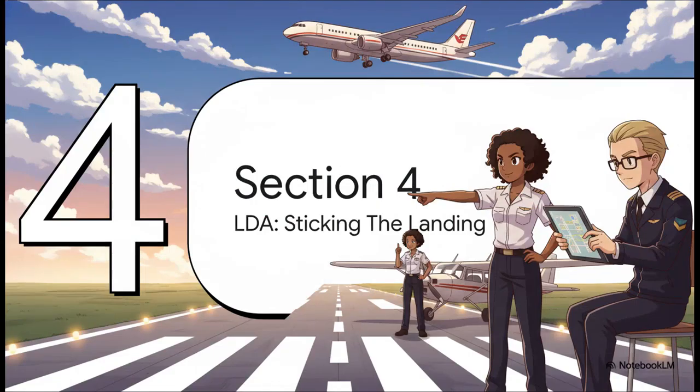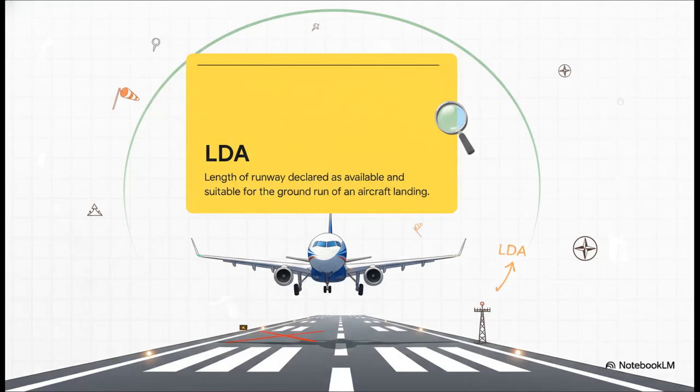Section 4, LDA, sticking the landing. All right, so we've successfully taken off, enjoyed the flight, and now it's time to return to Earth. Because eventually what goes up must come down, right? LDA is your landing distance available. Notice how incredibly similar this is to TORA, but LDA is strictly dedicated to the pavement available for the ground run of a landing aircraft. And keep in mind, sometimes LDA is actually shorter than TORA because of things like displaced thresholds or obstacles on your glide path, which is exactly why landing gets its very own specific measurement.